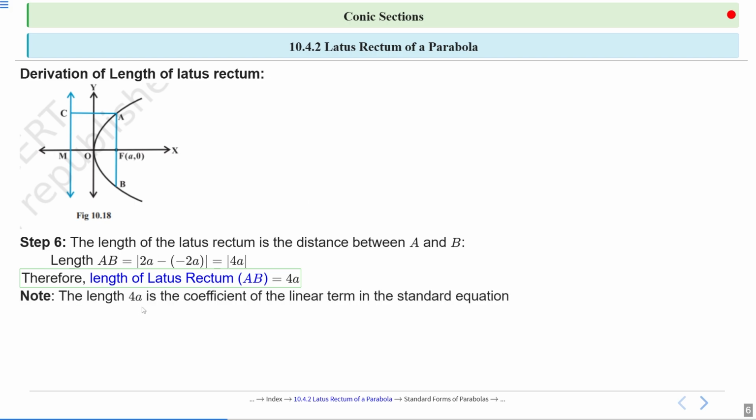Note here that the length 4 times a is the coefficient of the linear term in the standard equation. You can observe that the standard equation of the parabola is y square equal to 4 times ax, and 4 times a is the coefficient of the linear term. So the length of the latus rectum of a parabola is the coefficient of the linear term, that is, 4 times a.